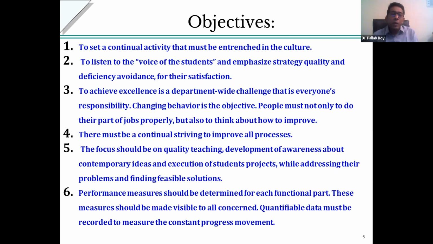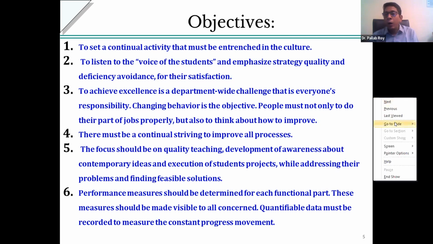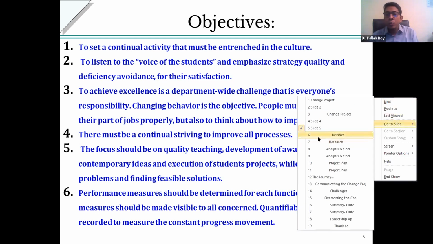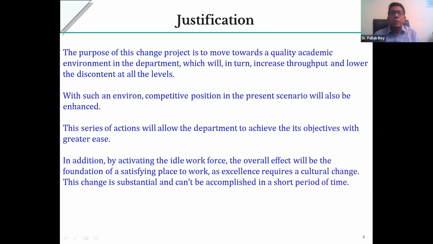And the sixth one is that the performance measures should be determined for each functional part. These measures I would like to make visible to all the concerned stakeholders. And there must be quantifiable data which will be recorded to measure how much success I had in making progress in my movement. So these were the objectives. Now, going fast to the next one. So this is the justification.